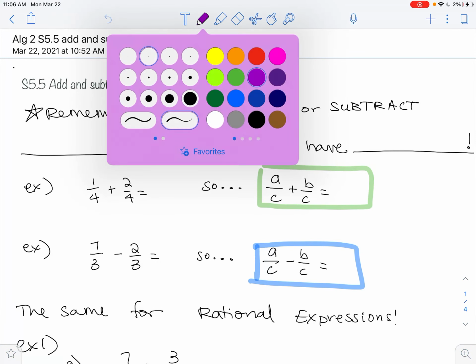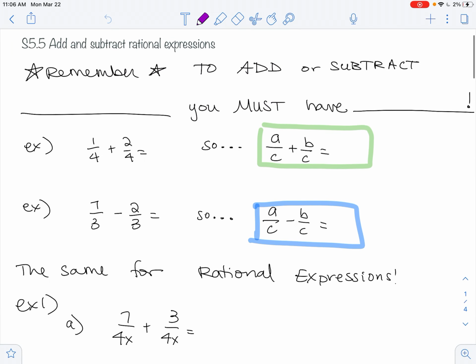Hey everybody, we are going to go over section 5 today where we're talking about adding and subtracting rational expressions. Remember, rational just looks like a fraction. So remember, to add or subtract fractions or rational expressions, you must have a common denominator.